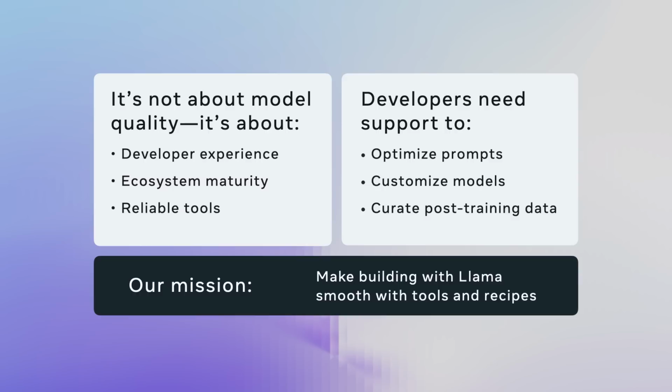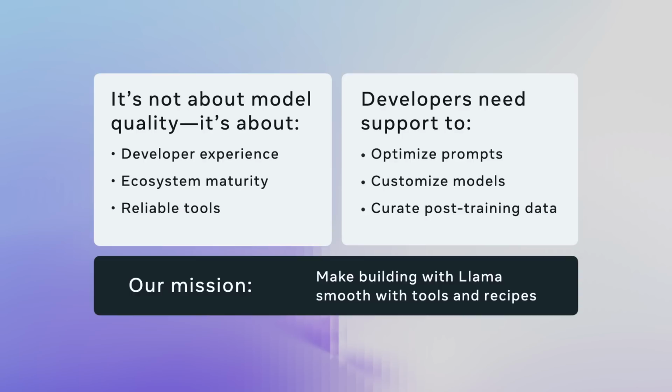But as I mentioned, putting these models into production still comes with a level of friction. It's not about the model quality. It's about the developer experience. It's about how mature is the ecosystem and how reliable are the tools that are wrapping these models around. We have heard this again and again from the community. Prompt optimization is hard. And getting the right post-training data for the model and customizing it is not easy either.